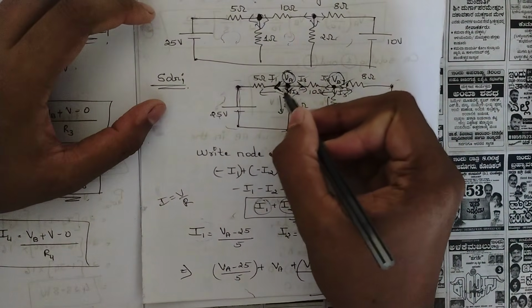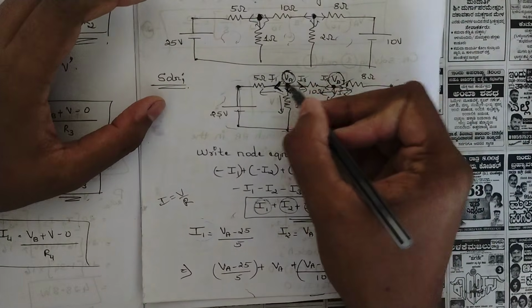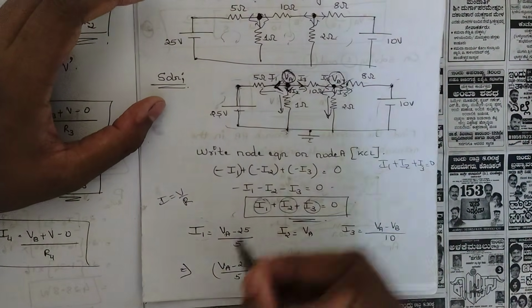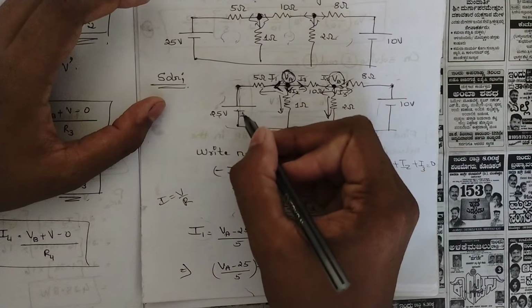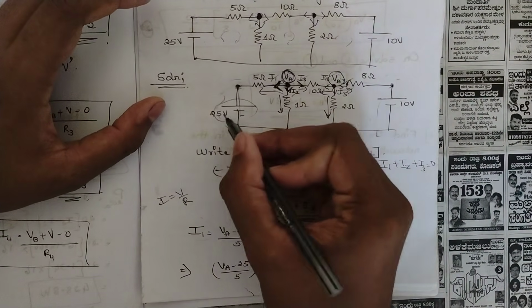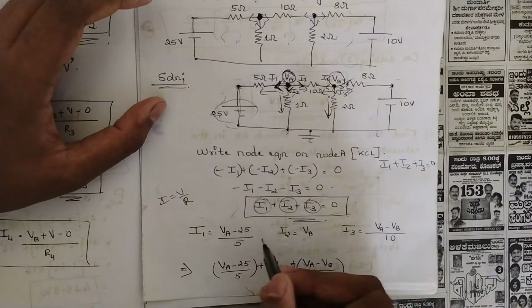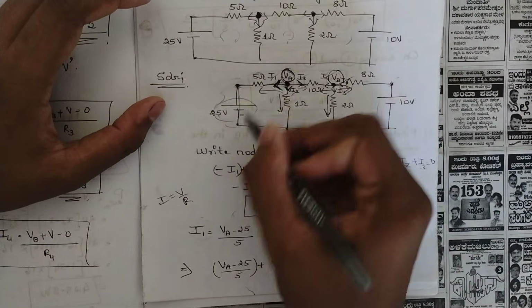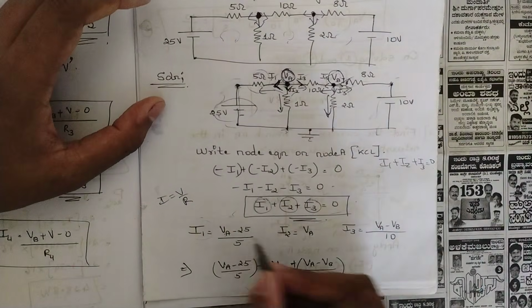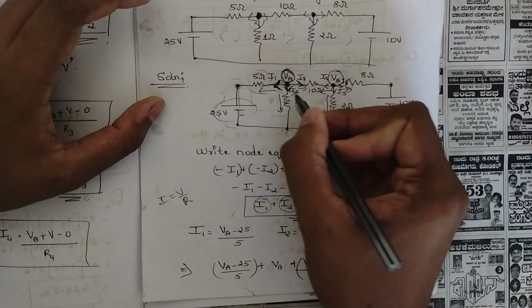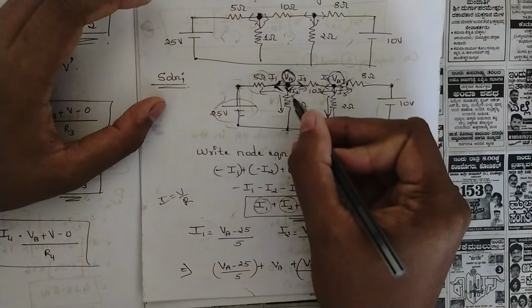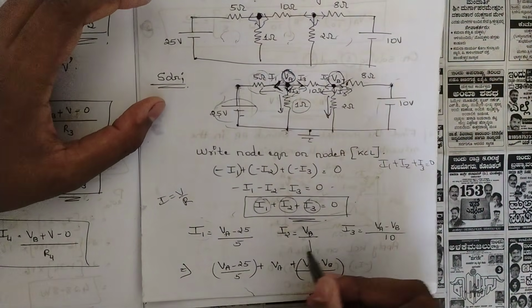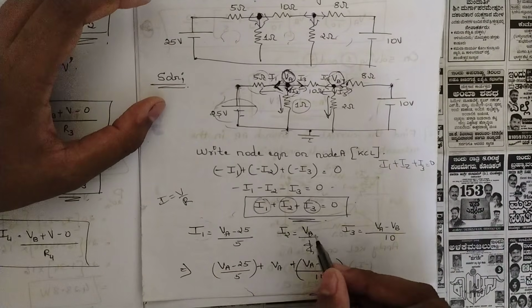In this case it is V by R, that is node voltage VA minus 25, because this is the outgoing sign here and we have one more voltage source, so that is minus 25, divided by the resistance 5. In this branch we have only one resistance, that is 5 ohm. Then I2 is equal to VA divided by 1, because we have a 1 ohm resistance here, so I have written I2 is equal to VA.